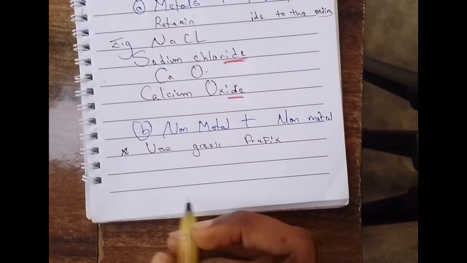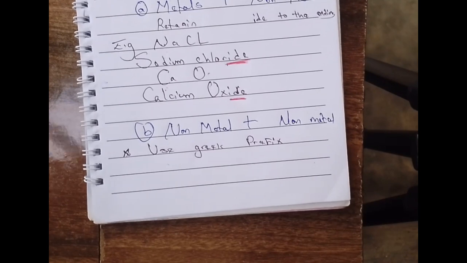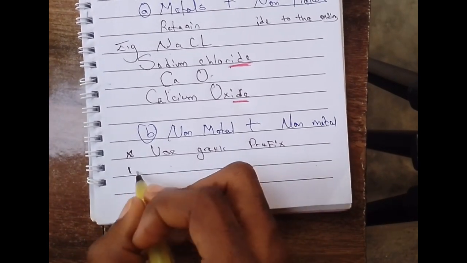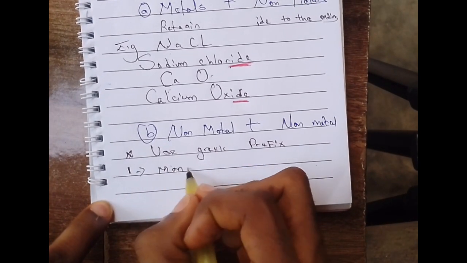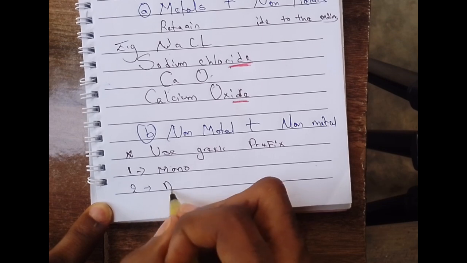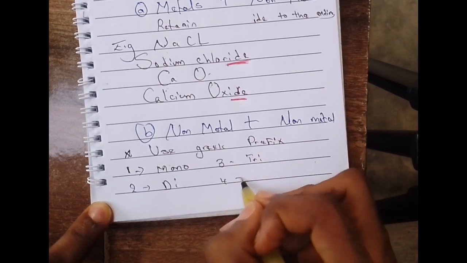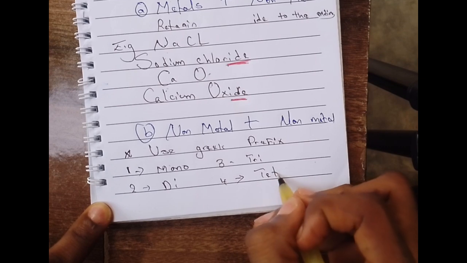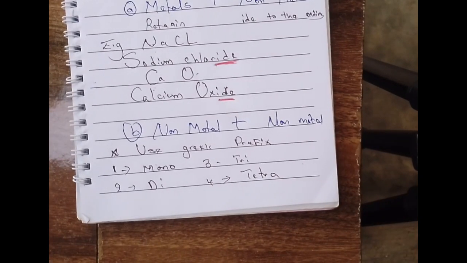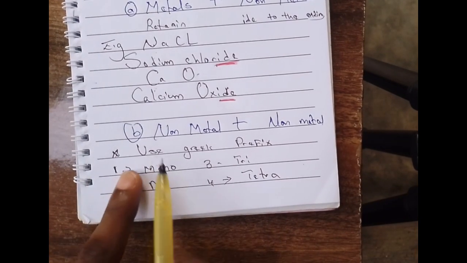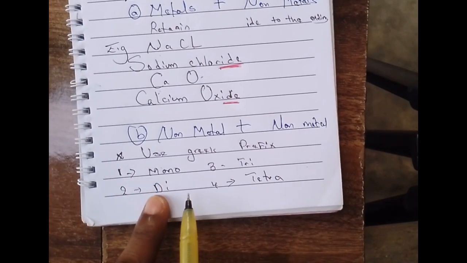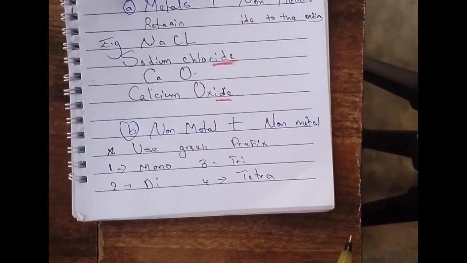And what does Greek prefix mean? It just means that there's a name for each number. When it is 1, we'll call it mono. When it is 2, we'll call it di. When it is 3, we'll call it tri. When it is 4, we'll call it tetra. When it is 5, penta, and so on and so forth, just like that. So you use Greek prefixes to pronounce the elements. That's the first rule. Let's go to the next page.